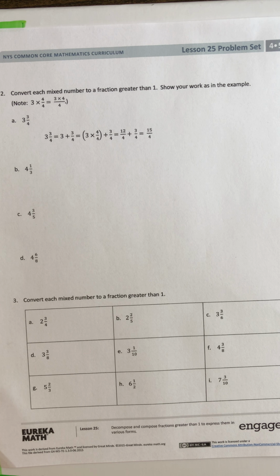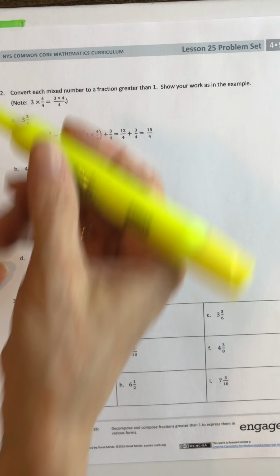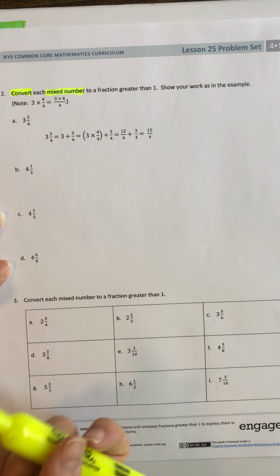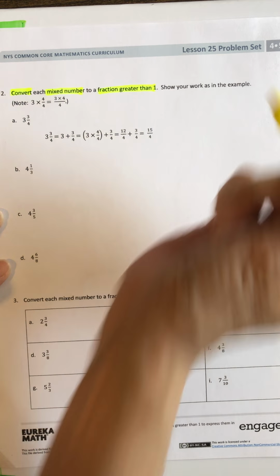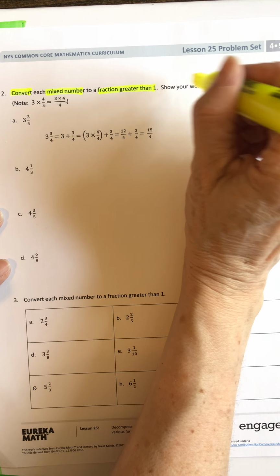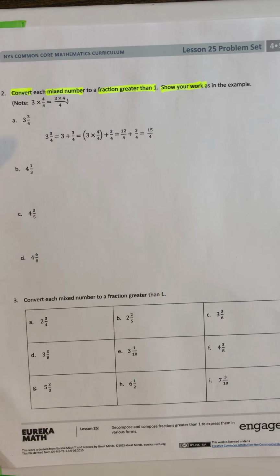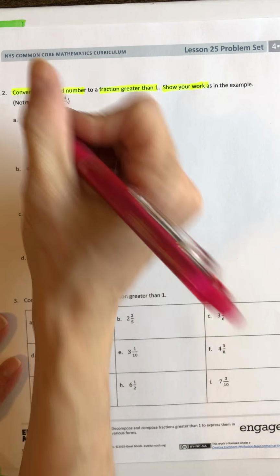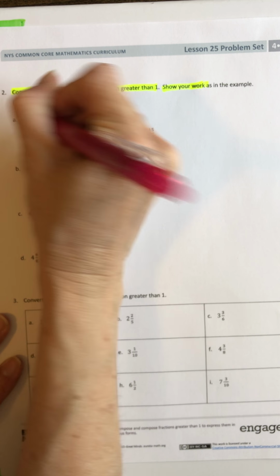All right, boys and girls, moving on to number 2. Again, they want us to convert each mixed number to a fraction that's greater than 1. Show your work as they have done in the example here. Let's look at our first example, part A.